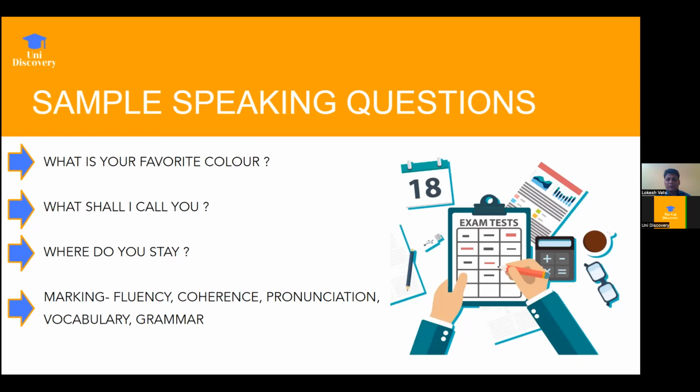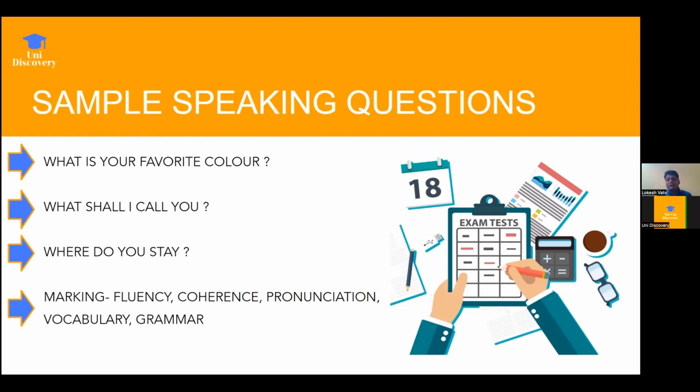There is a misconception between students that fluency is about the speed, how fast we can speak the answer in front of the examiner. But this is completely wrong. Why? Let me try to explain. Let us take an example of one of these questions. So the first one was, what is your favorite color?